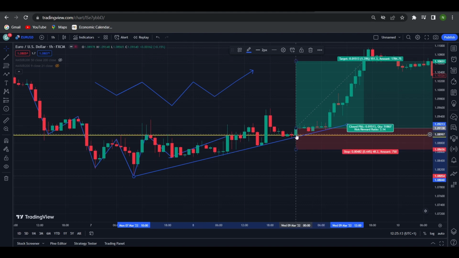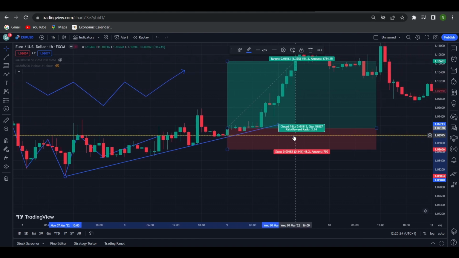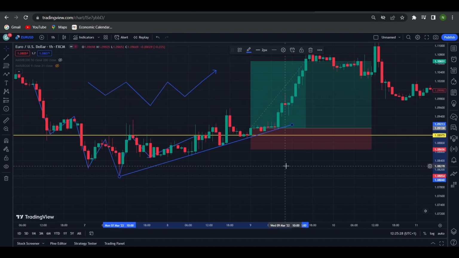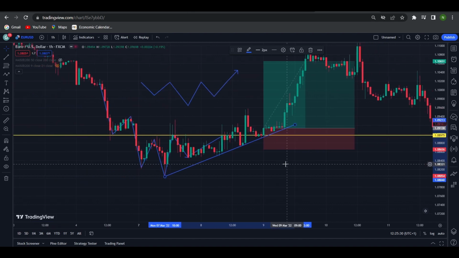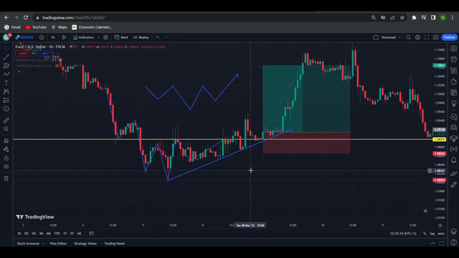So that is why I will have entered here after the test of the trend line again here, and the test of trend line and neckline at the same time. So that will have been a pretty strong confluence, in my opinion. Obviously, each trader performs differently and acts differently on each situation. So this is something to look out for.